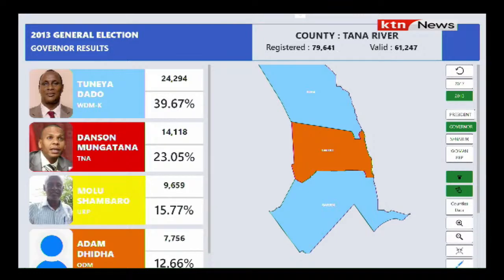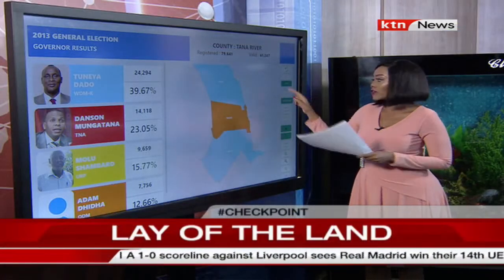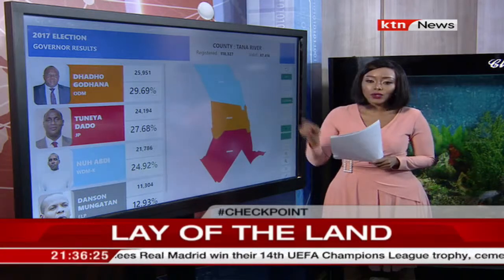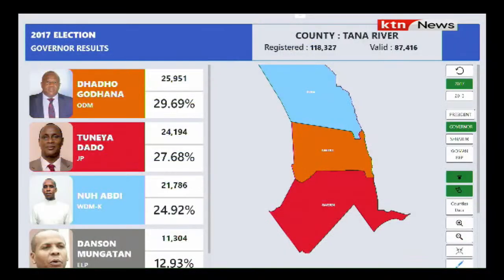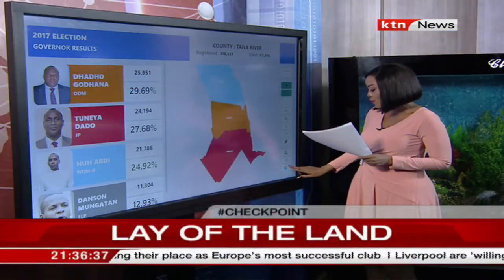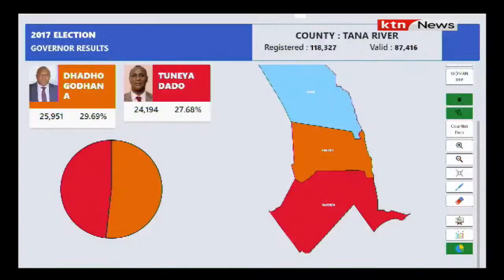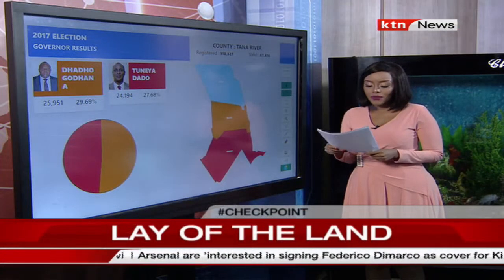So 2013, that's how it looked. However, Mr. Dado was defeated in the next election, and this is how it fared. He came in second. Dado Godana, who's the current governor, carried the day. But look at that margin, literally splitting right down the middle. So that's how it played out, and it even looks better if I put my pie chart here, and that just gives a proper view of it. It was literally down the middle for this race in 2017. So these two gentlemen will be facing off once again. A very slim margin of a win, and so an interesting race to watch in Tana River.